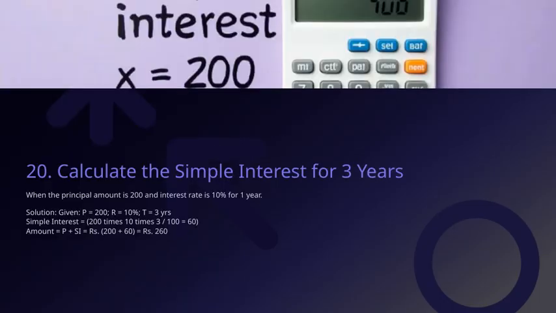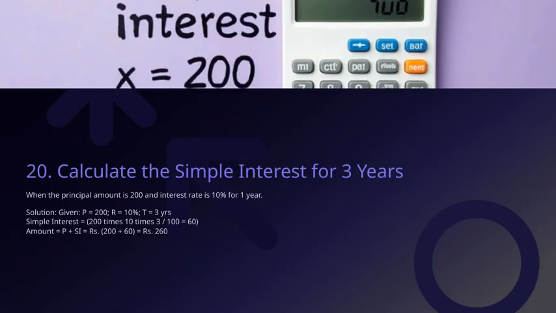Now, let's look at how to calculate simple interest over a 3-year period. Imagine we have a principal amount of 200 rupees and the interest rate is 10% per year. To find the interest for 1 year, we would multiply the principal by the rate and then divide by 100. But since we're looking at 3 years, we multiply by 3. So the calculation becomes 200 times 10 times 3 divided by 100, which gives us 60 rupees. That's the total interest earned over 3 years.